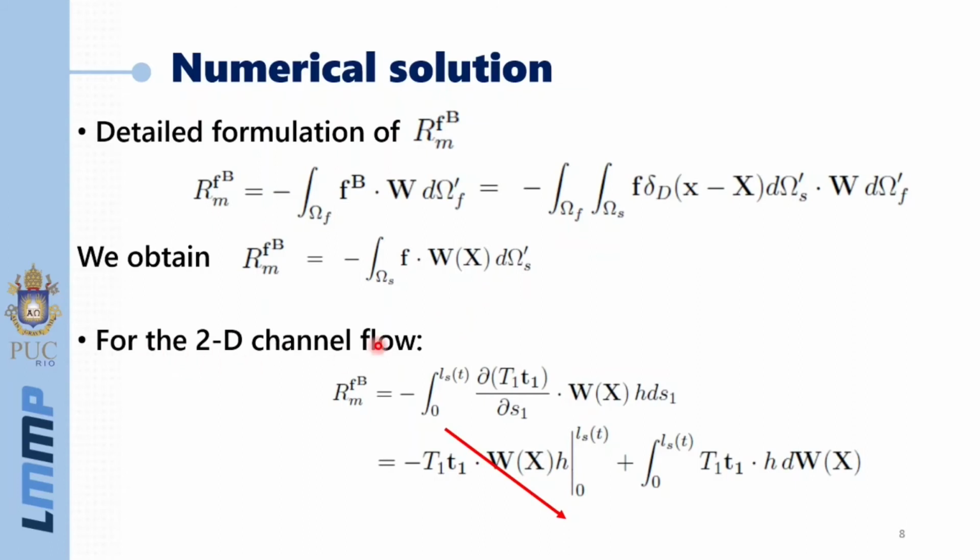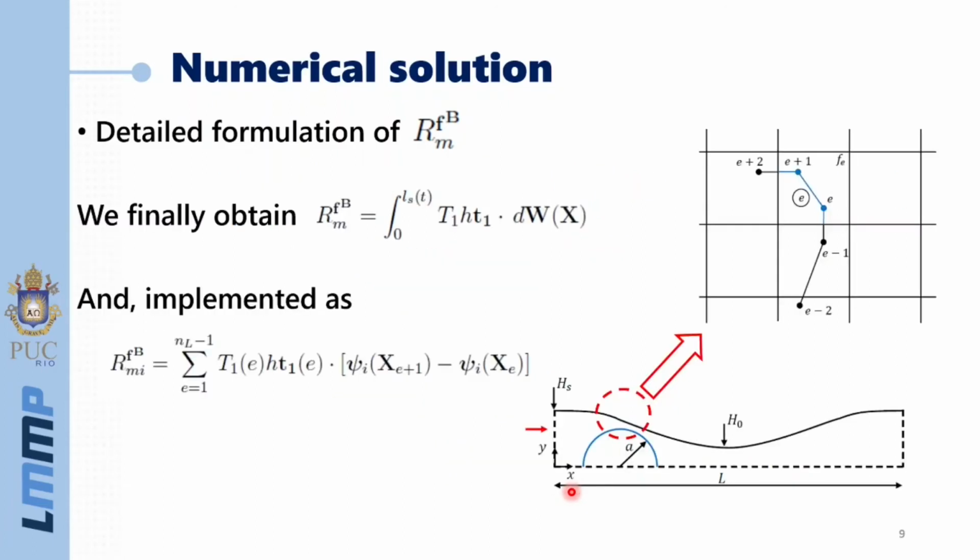For the 2D channel flow, we have this equation. At the symmetry plane, the contribution of the first term is trivial, because the momentum conservation in the y direction is substituted by the essential boundary condition V equals 0. We finally obtain this expression that can be implemented as. Notice that we have two different grids: a grid of quadrilateral elements for the fluid and 1D linear segments for the membrane.